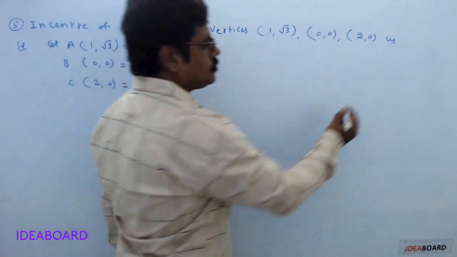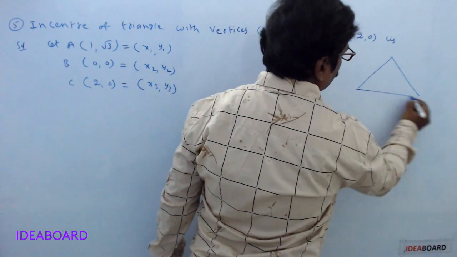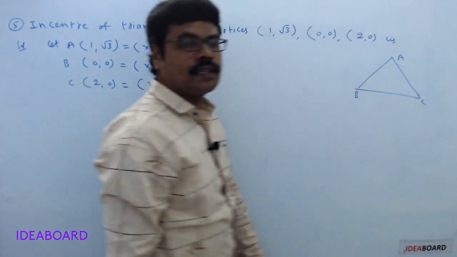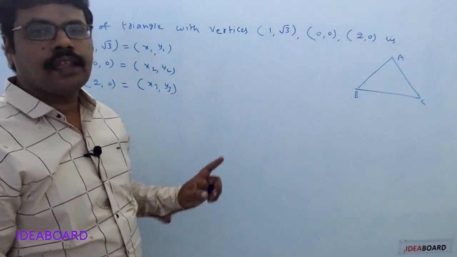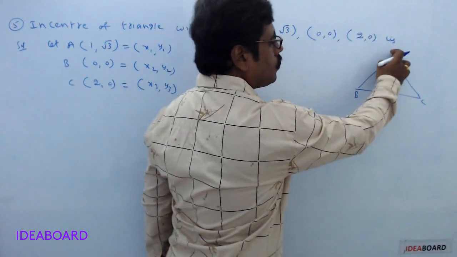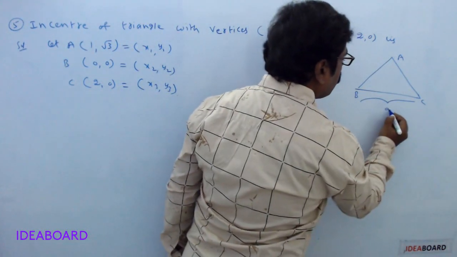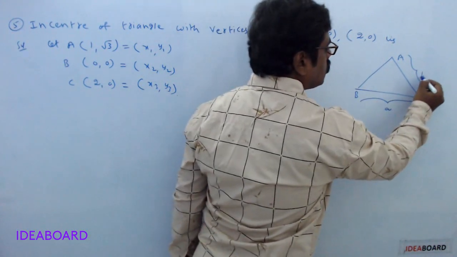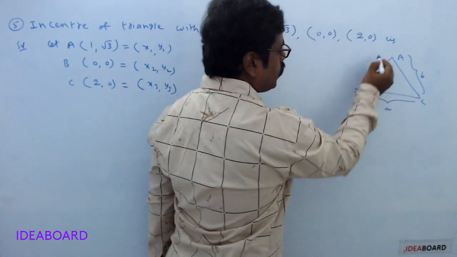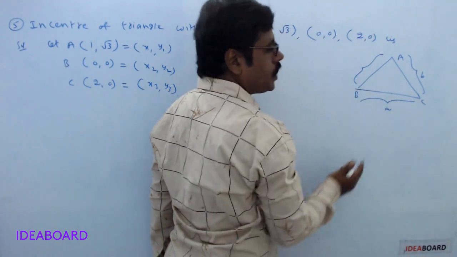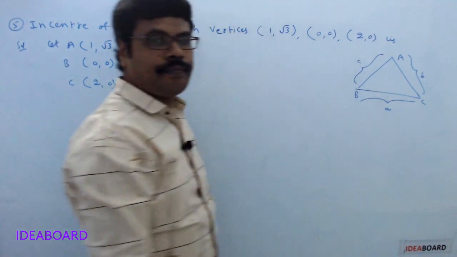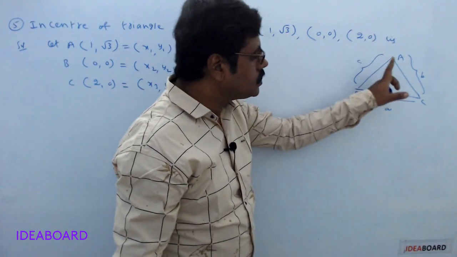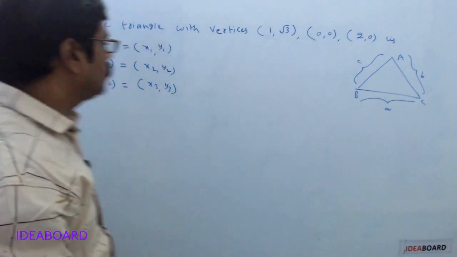Now draw a triangle. A, B, C are the vertices of the triangle. Let the length of the side opposite to the vertex A be small a. Let the length of the side opposite to the vertex B be small b. Let the length of the side opposite to the vertex C be small c. First calculate the lengths of the sides BC, CA and AB.